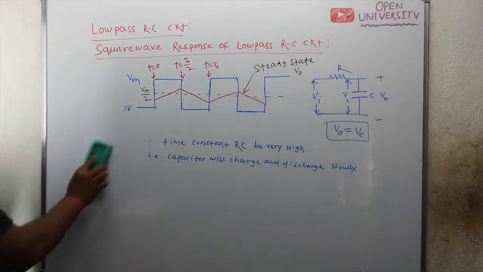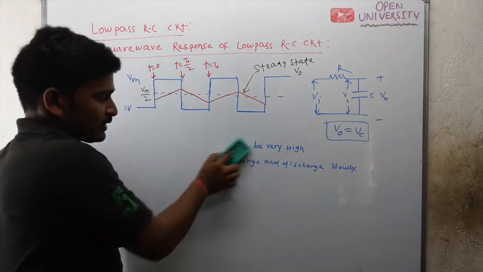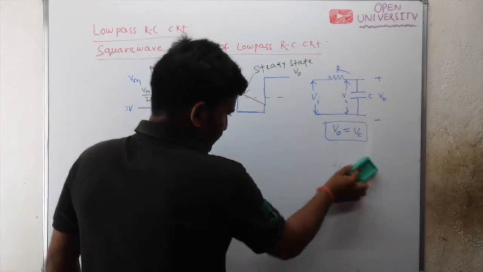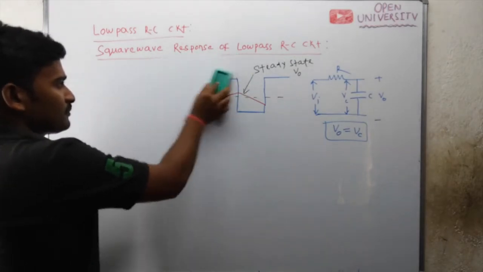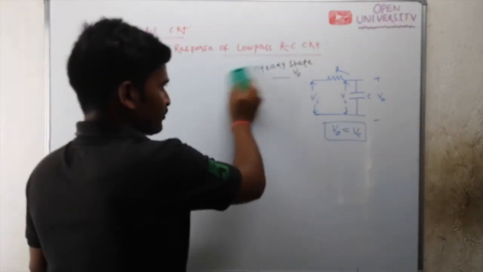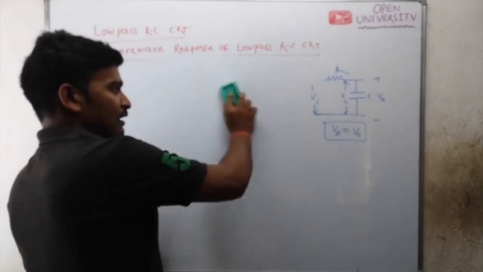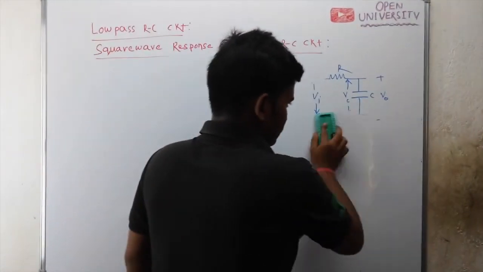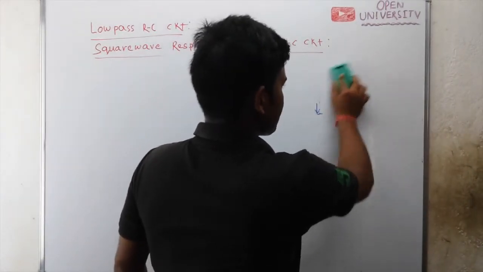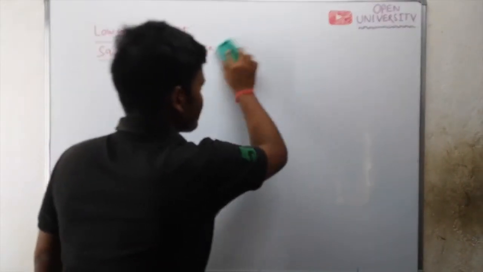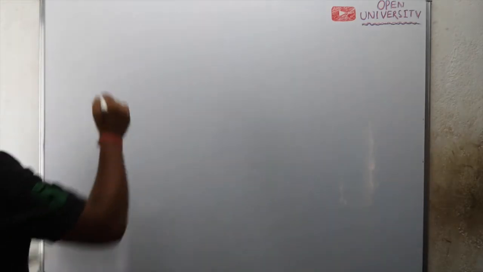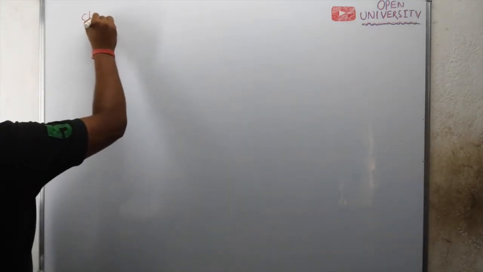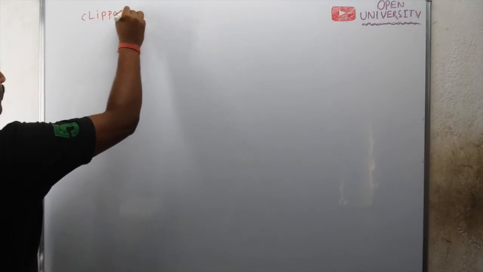Next, move to the next kind of wave shaping circuit, that is the non-linear wave shaping circuit, whose example is a clipper. So give the heading clipper, which is basically a non-linear wave shaping circuit, and a clipper is formed using a diode, which is a non-linear element.